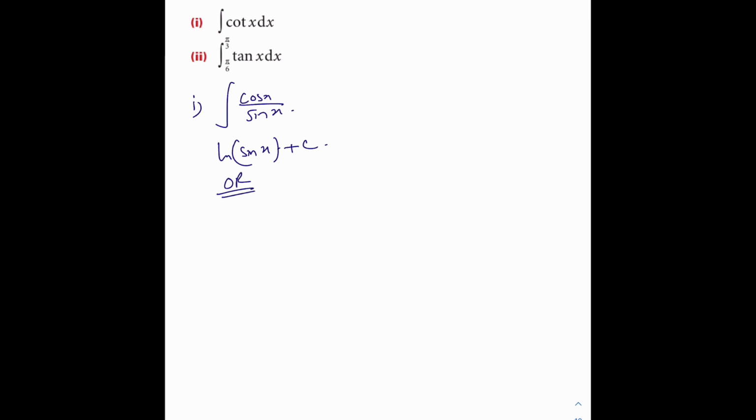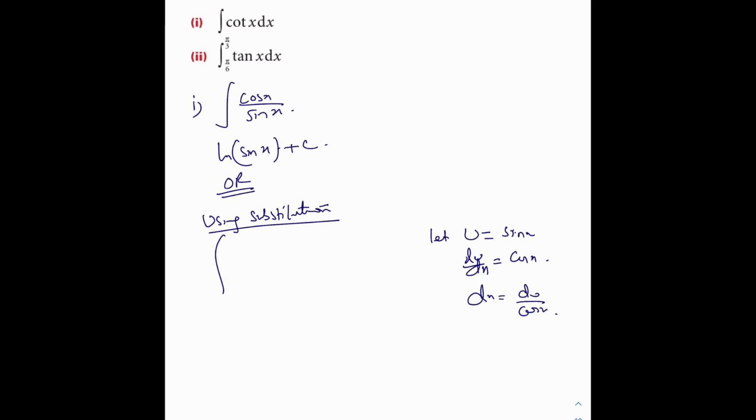Or if you want to use substitution, in that case I am going to use substitution here. I am going to take u as sin x, let u equal sin x. du upon dx is going to be cos x, so dx is going to be du upon cos x. Now I'm going to write it like this: cos x divided by sin x, sin x taken as u, dot dx. dx is the same as du upon cos x. This and this are cancelled.